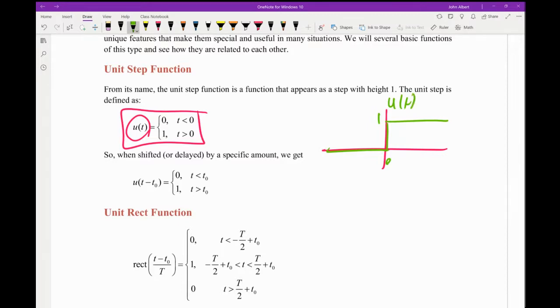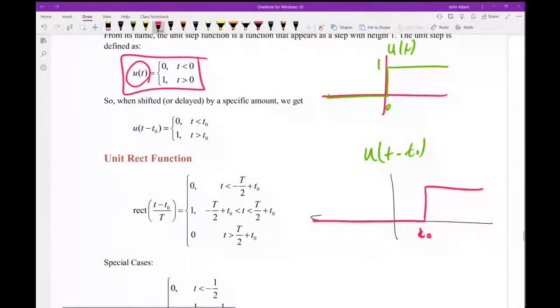The general form of the step function is a shifted version. So if I ask you what is u of t minus t0, it's exactly the same shape. Changing colors here, let me use black for the axis and red for the curve. This is basically how u of t minus t0 looks like, where this is equal to t0. This is basically the definition of the unit step.